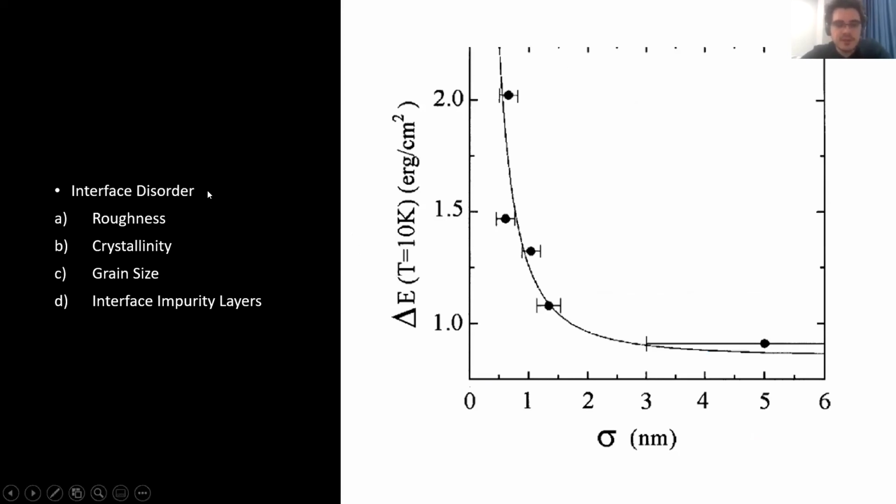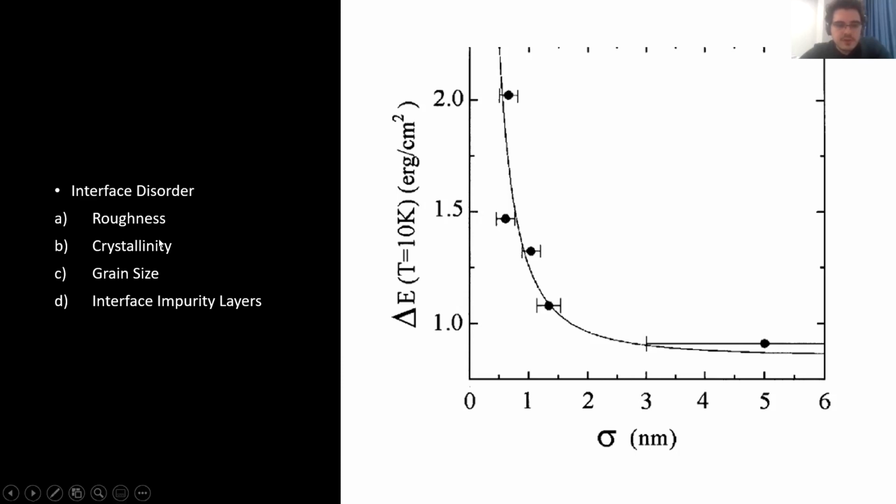Interface disorders may also change the exchange bias characteristic. The first interface disorder that comes to mind is roughness. How does roughness change the exchange bias characteristics? As roughness increases, generally exchange bias decreases, which can be easily understood in the uncompensated case, but in the compensated case, it is not really easy to understand the roughness change in exchange bias energy.